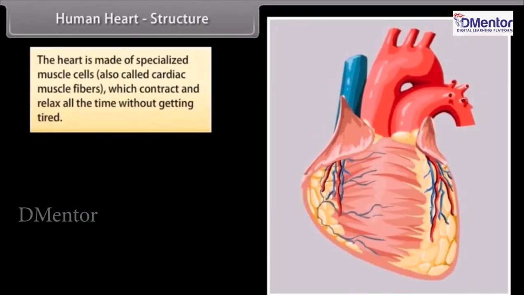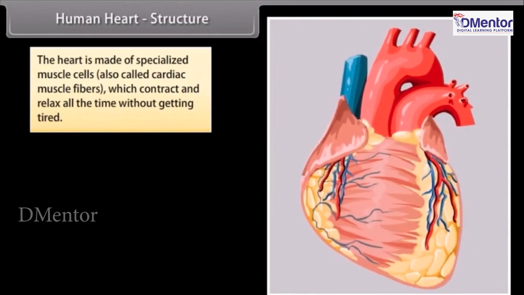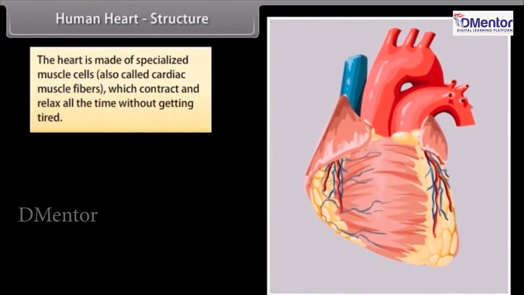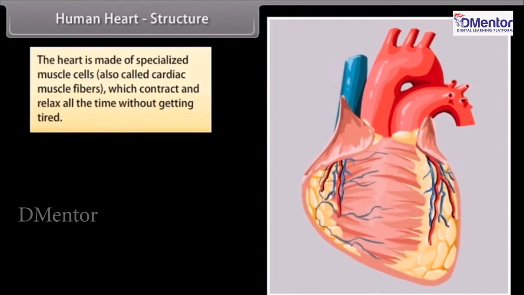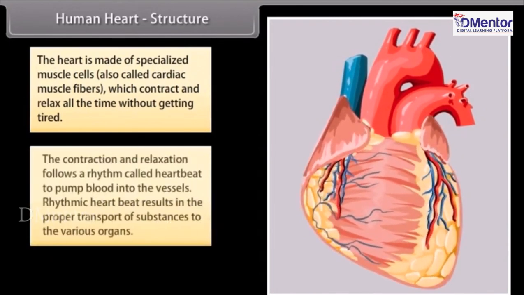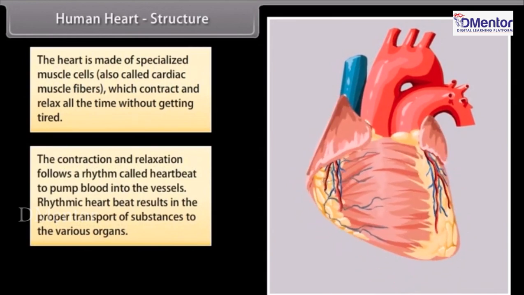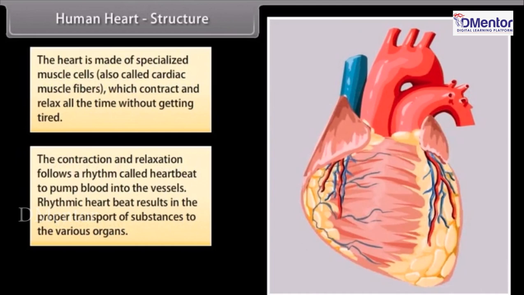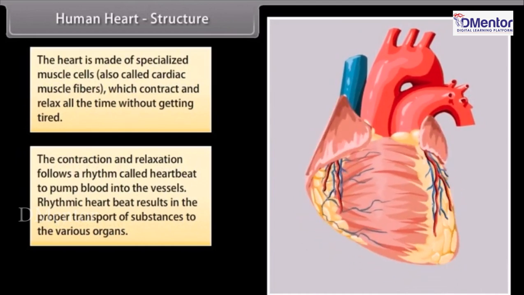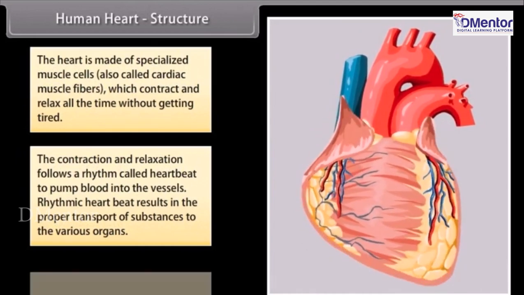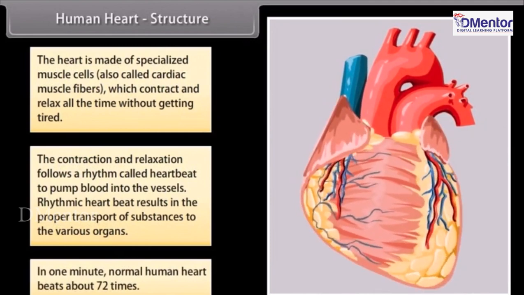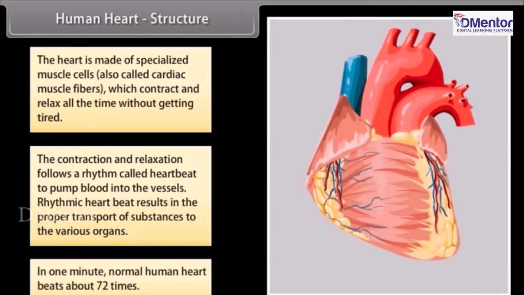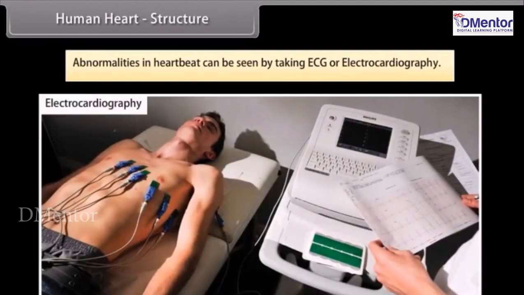The heart is made of specialized muscle cells, also called cardiac muscle fibers, which contract and relax all the time without getting tired. The contraction and relaxation follows a rhythm called heartbeat to pump blood into the vessels. Rhythmic heartbeat results in the proper transport of substances to the various organs. In one minute, the normal human heart beats about 72 times. Abnormalities in heartbeat can be seen by taking an ECG, or electrocardiography.